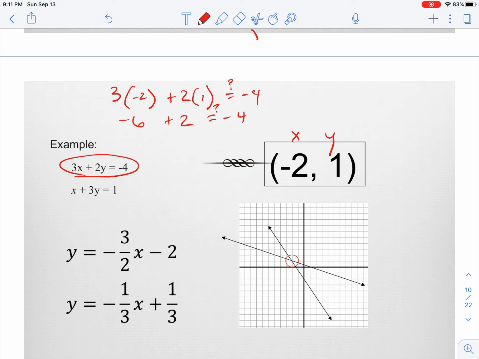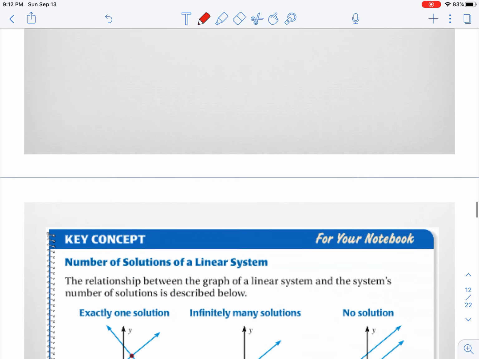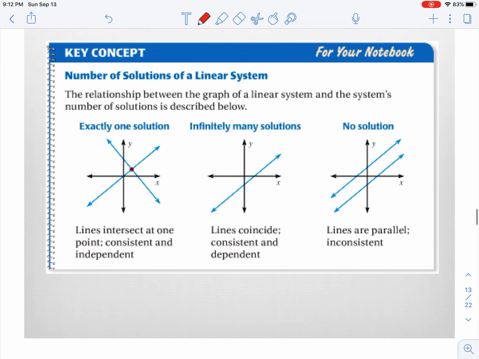In the second equation, I go -2 plus 3 times 1. Does that equal 1? -2 plus 3? Yeah. 1 equals 1. So we just checked really quick how accurate we were. It's always good to check your answer.